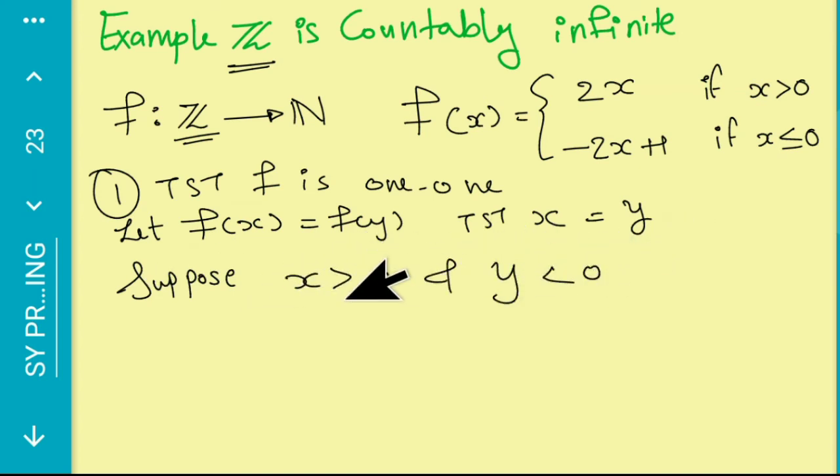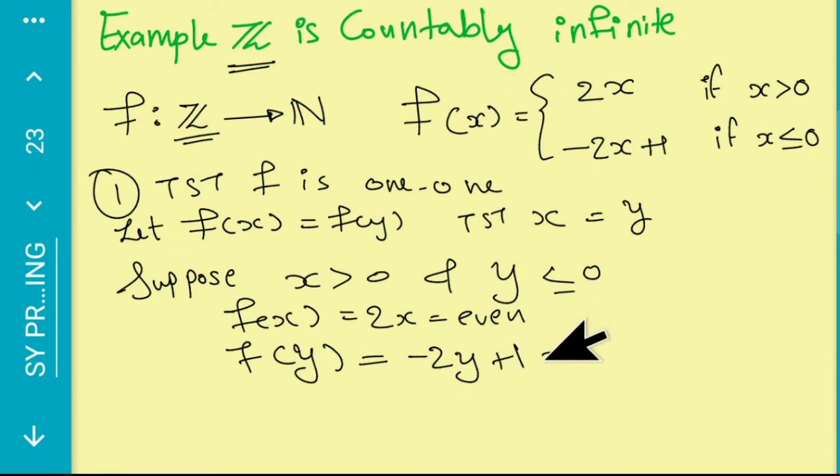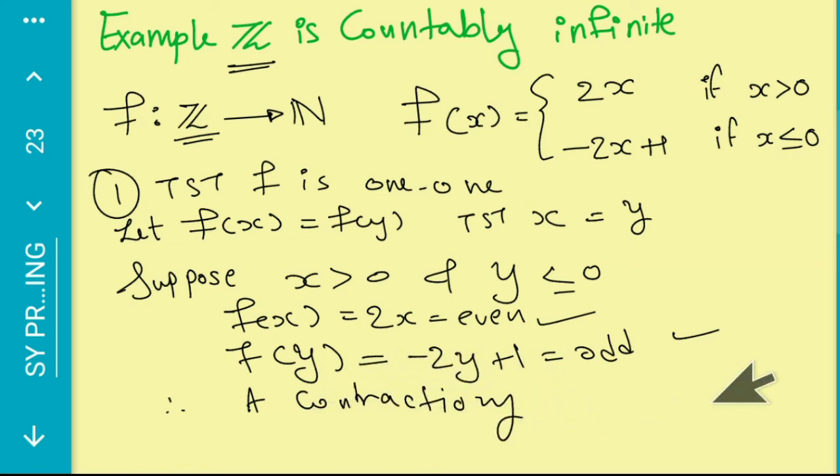Is it possible? If x is greater than 0, then f of x is nothing but 2x, an even number. Correct? It is even. Since y is less than or equal to 0, f of y will be minus 2y plus 1, which is an odd number. Is it possible that an even number is the same as an odd number? Not possible. Correct? So this case is a contradiction. So the signs of x and y cannot be different. If f of x is the same as f of y, then either both of them are greater than 0 or both of them are less than or equal to 0. So I will consider it in that sense.